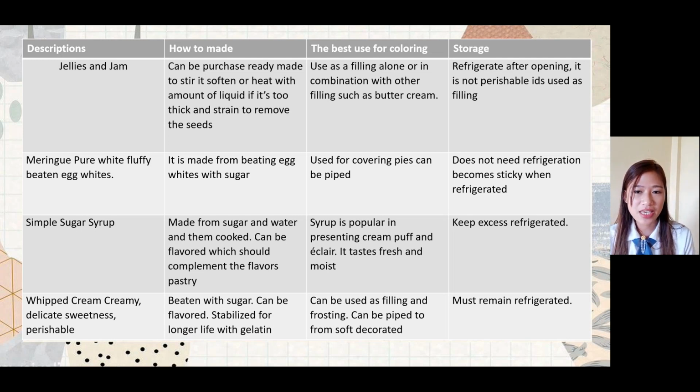It can be used as filling and frosting. It can be piped to form soft decorations. So it depends on your decision if you want more sweetness and more thickness in the consistency of our cake or our pastry. It must remain refrigerated. As you can see in Goldilocks or even in Red Ribbon, if you go there, the cakes are kept in a cold place like that.